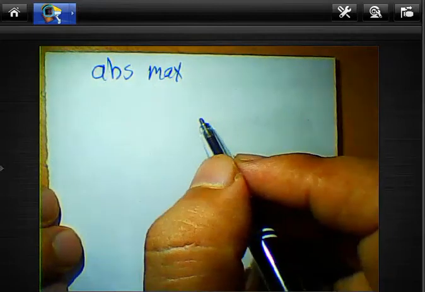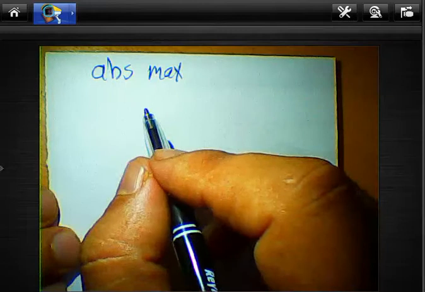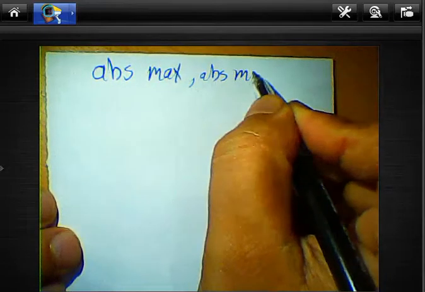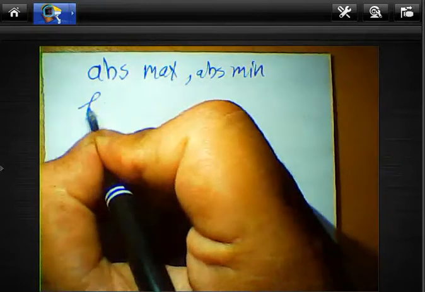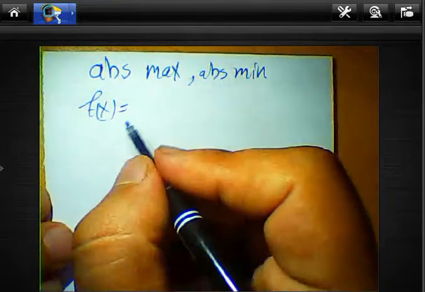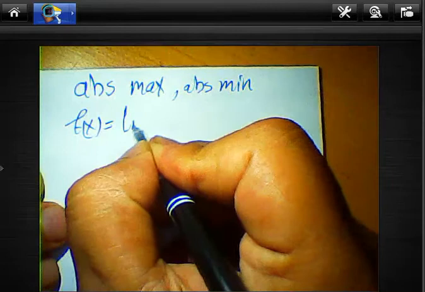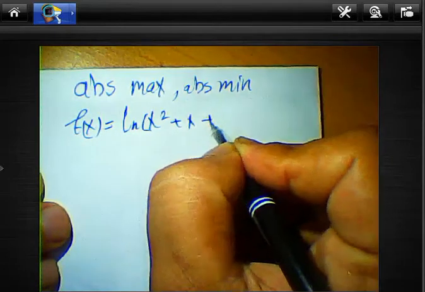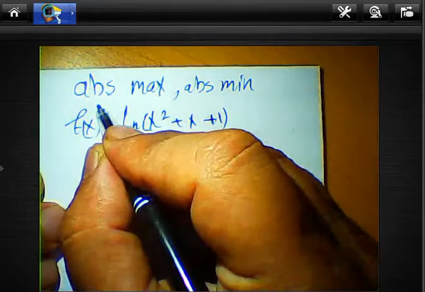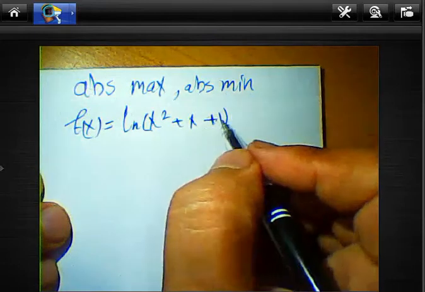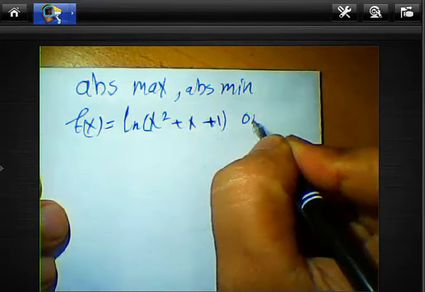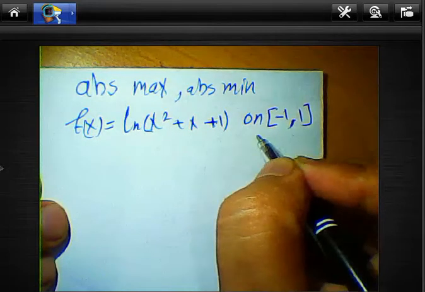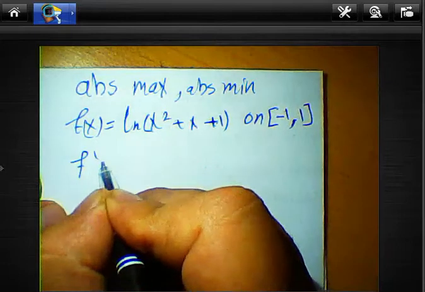Now we'll complete in this video all examples about absolute max and absolute minimum of a function. Look at this function: f of x equals ln of x^2 + x + 1. We want to find the absolute max and absolute minimum on the interval -1 to 1. Okay, first we want to find the derivative of this function.